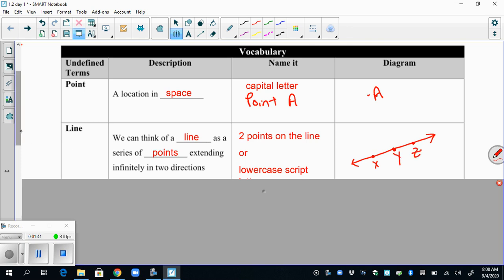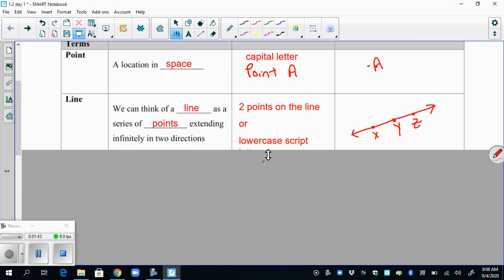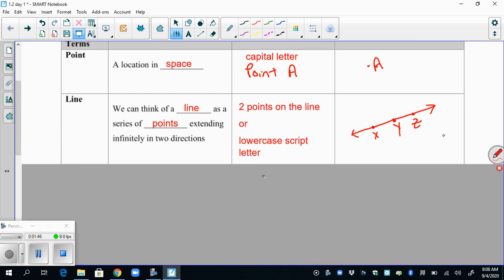And to name a line, we can use any 2 points that are on the line. So I could put XY, and I put a little line symbol above it. That's not the only way we can name the line. We could say line ZX. Order doesn't matter because the line goes through those points and it extends forever in both directions infinitely.